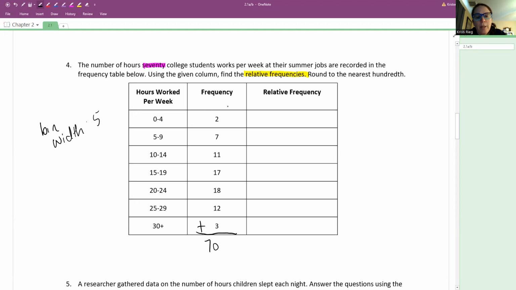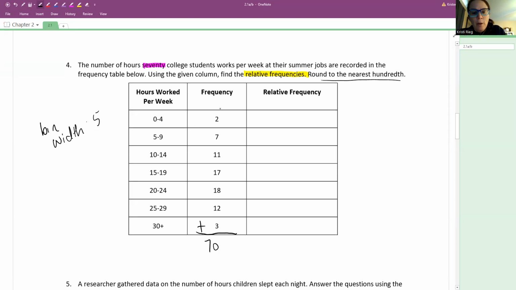And so for the relative frequency, it says round to the nearest hundredth, which tells me that we need a decimal to the nearest hundredth. So I'm not going to worry about any fractions that aren't reduced. It doesn't matter if they're reduced or not because we're rounding to the nearest hundredth for our final answer. And so for the relative frequency, it's just going to be a lot of fractions over 70.